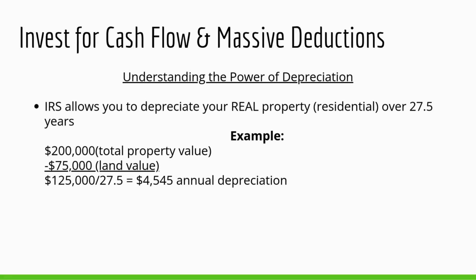So the way to think of it is the IRS puts an expiration date on real estate of 27.5 years. So in this example, we could deduct $4,545 each year. Okay, that's on top of our cash flow. That's on top of our tenants paying down our mortgage. That's on top of all the other advantages of owning real estate.